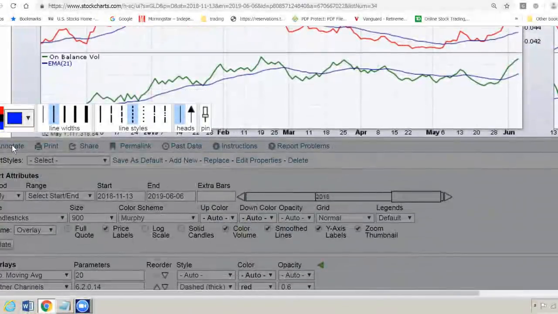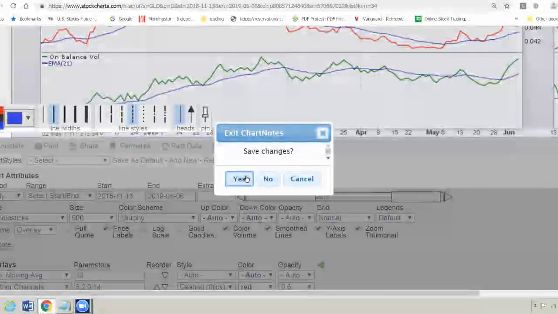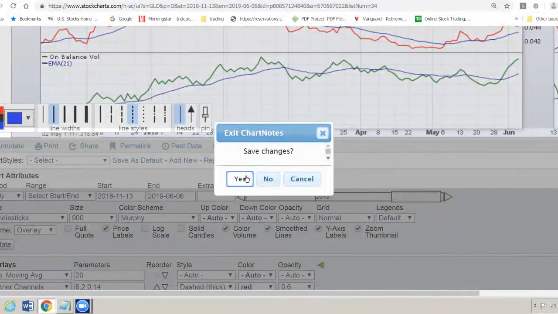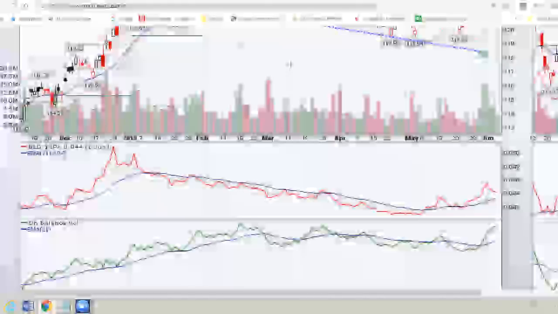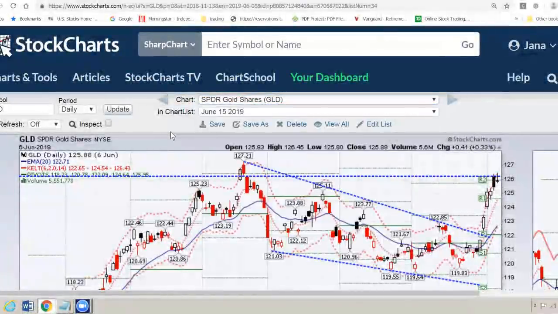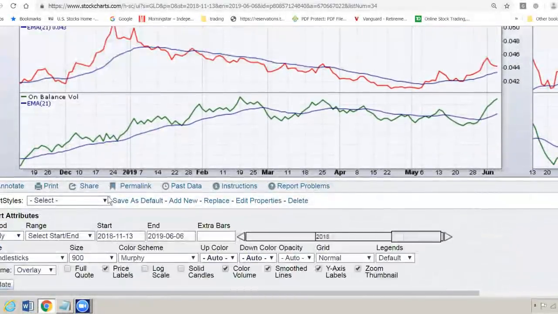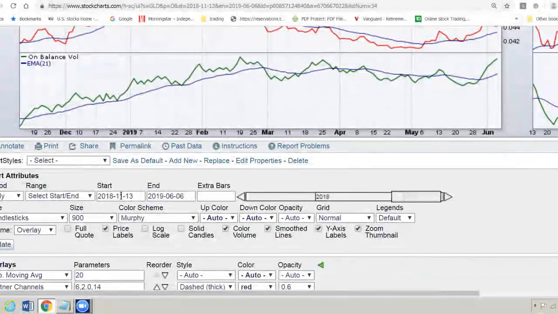Let's save changes. Now maybe let's change this to a current chart. So, speaking of which, how do I do that, Dave? If you're a paid subscriber, you can select the date range.